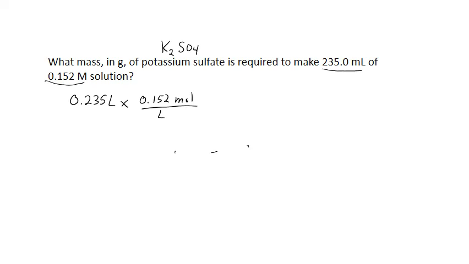Once the number of moles of potassium sulfate is known, it can just be multiplied by the molar mass. And that would be 6.22 grams of potassium sulfate that would be needed.